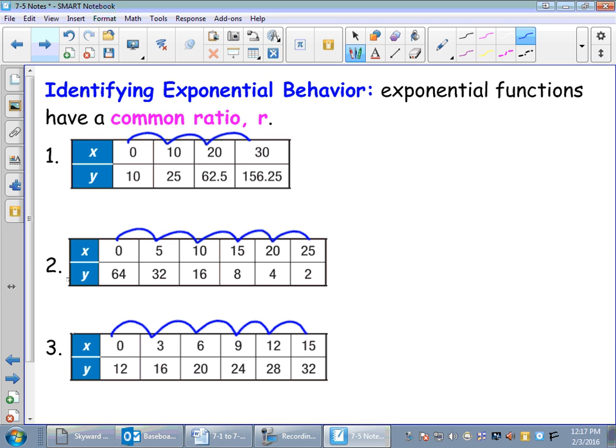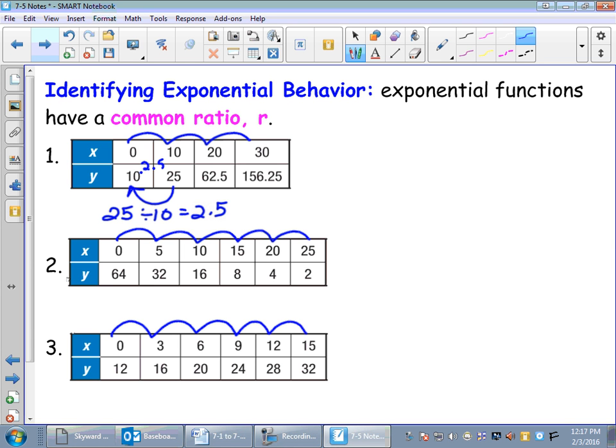So if I look at 25 and 10, if I divide 25 by 10, that tells me what we multiply by to get there. So 25 divided by 10 is 2.5. That tells me that we multiplied 10 by 2.5 to get to 25. So if I times this by 2.5, I get 25.